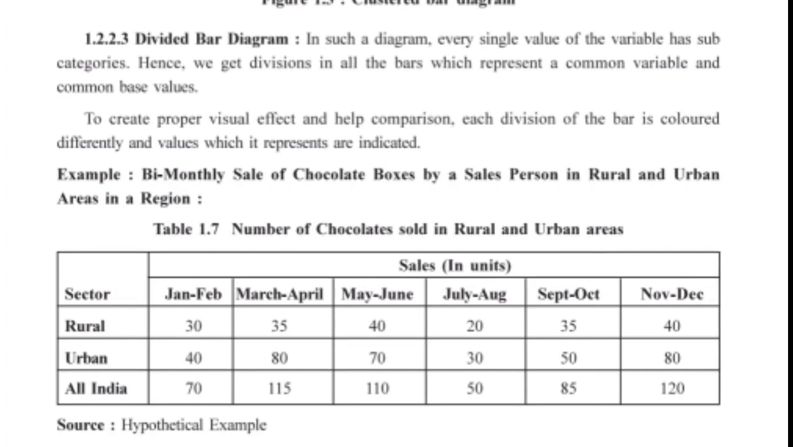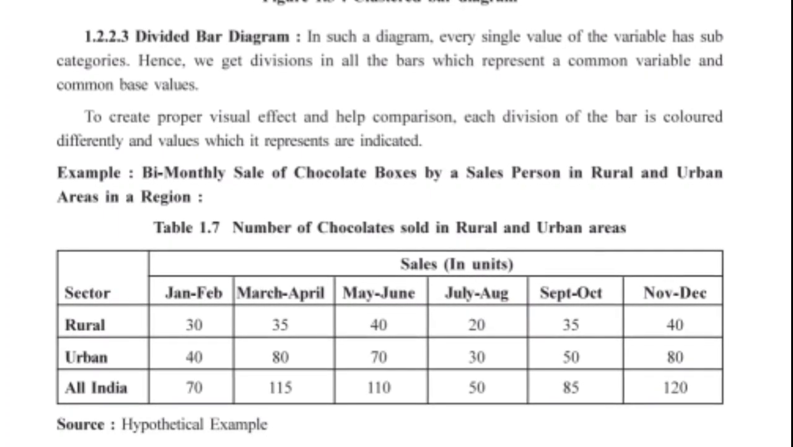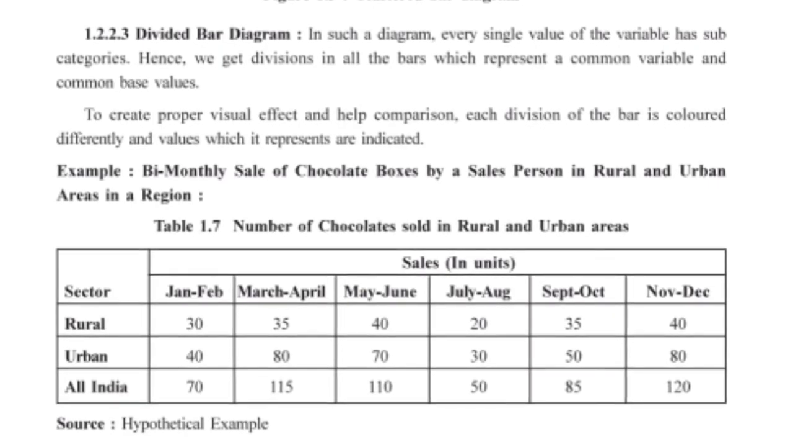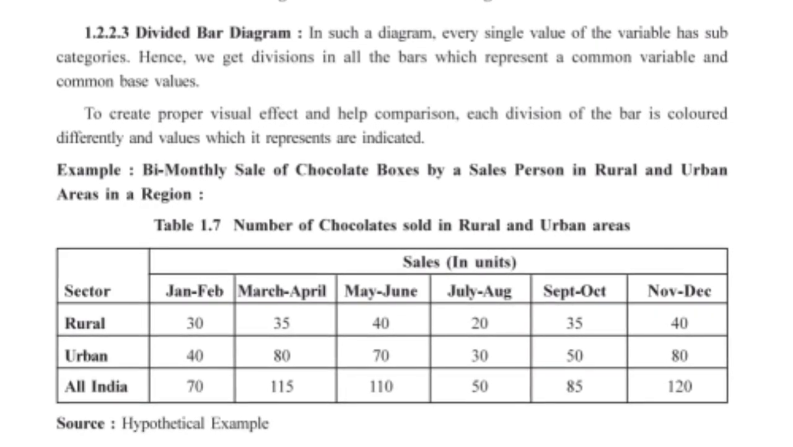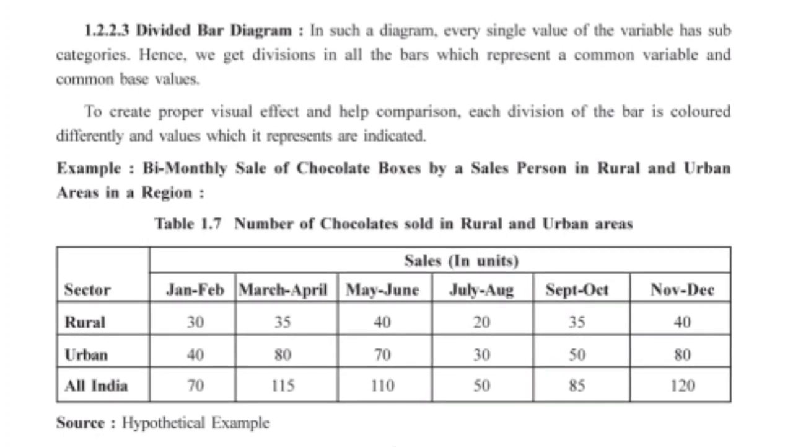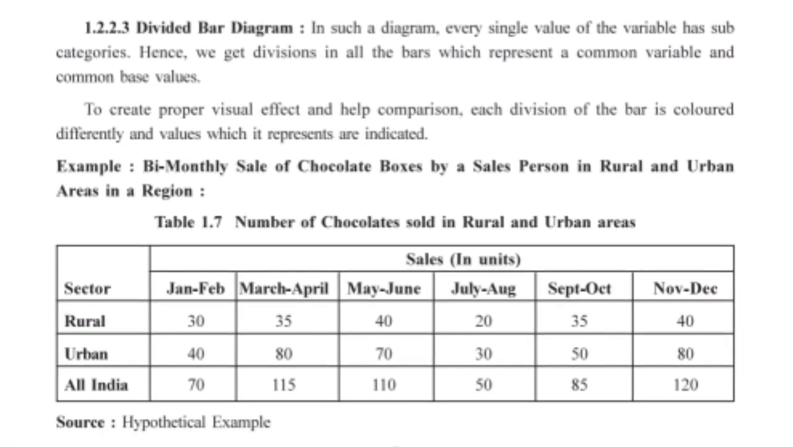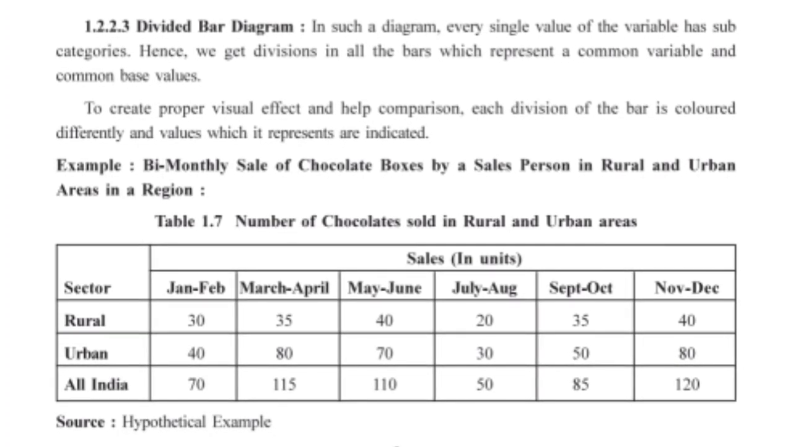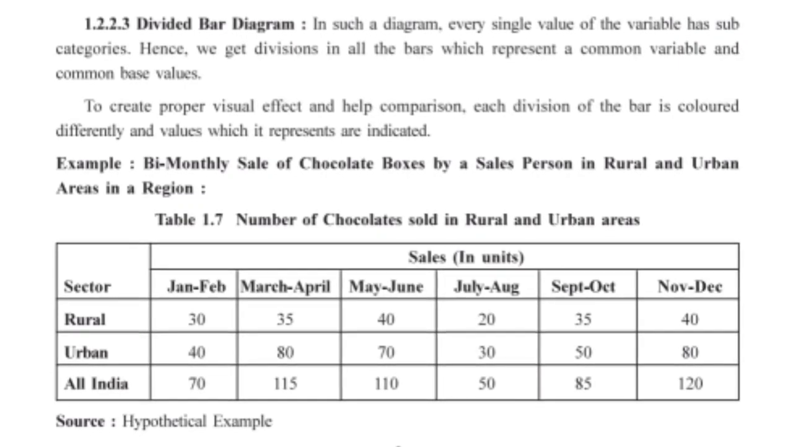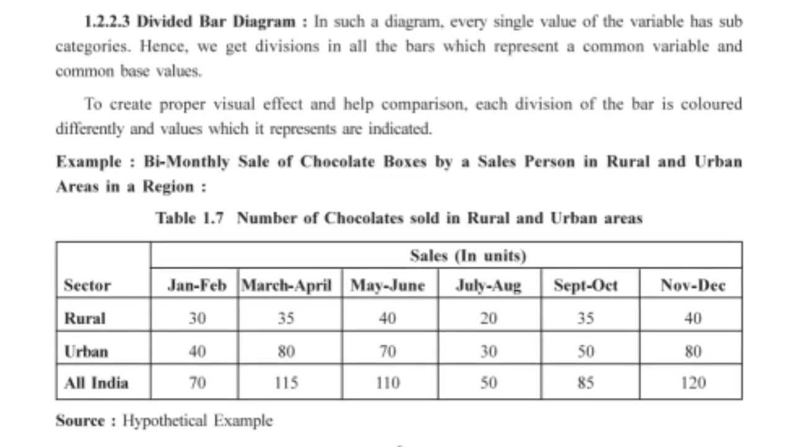Here is the textbook example: monthly sale of chocolate boxes by a salesperson in rural and urban areas in a region. Sector: rural, urban and all India. And the sales in units, January, February to November, December. There are 3 other factors like rural, urban and all India. We have to define this on the diagram and we use the divided bar diagram for this type of data.